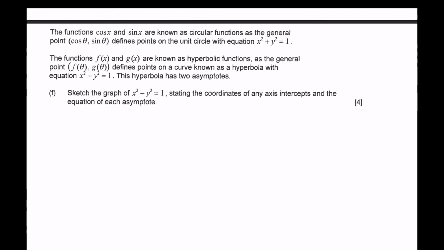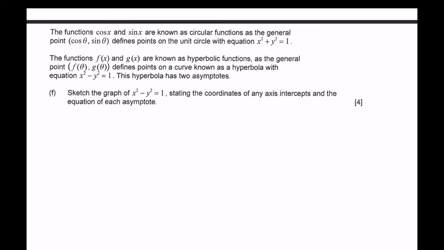Now we come to our next question. So here we have the functions cos x and sin x, known as circular functions in general, as a general point defines points of a unit circle. Okay, if you put x as cos and y as sin, you will get that x square plus y square becomes 1. So functions f x and g x are known as hyperbolic functions, and in general point f theta, g theta defines a point on a curve known as hyperbola. Okay, and hyperbola has 2 asymptotes.